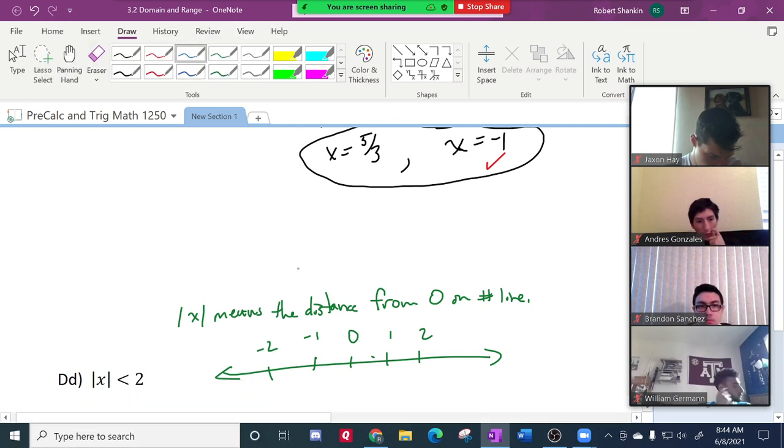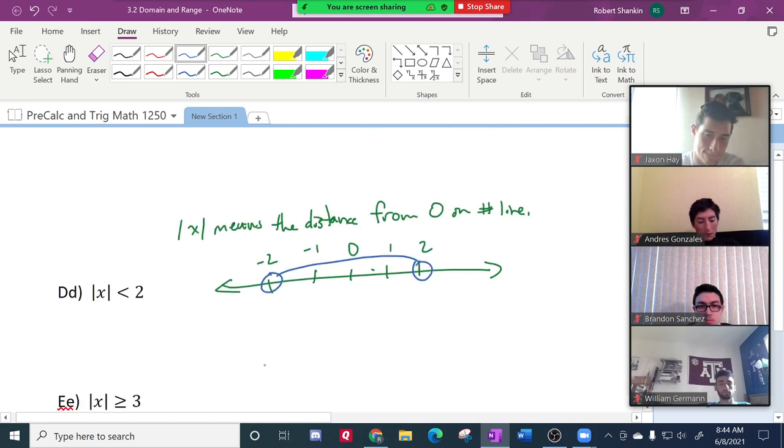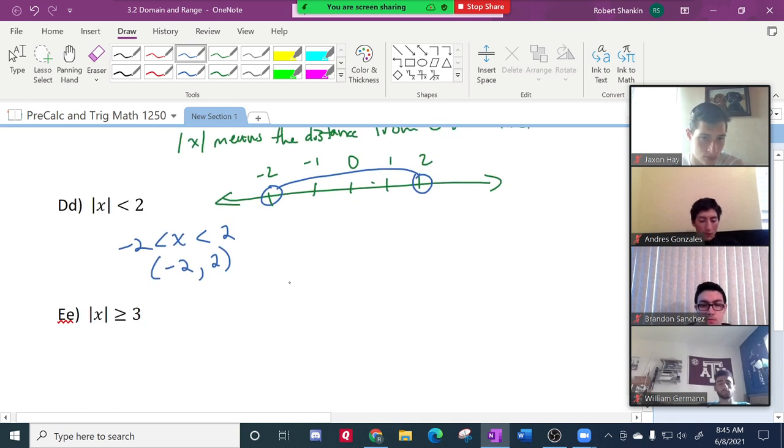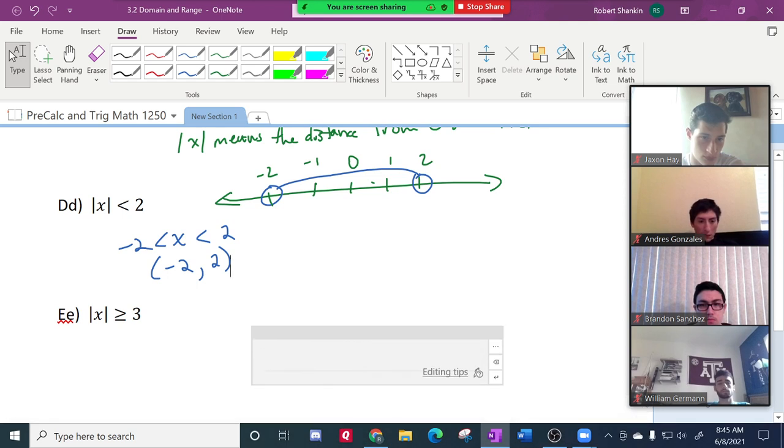If we need the distance from 0 to be smaller than 2, it's everything between here and here. And so the solution then could be written multiple ways. Could be written x between -2 and 2, could be written from -2 to 2 like this. That's an interval notation, that's as an inequality, and there's written as a number line. Alright, do part E. Solving that one.